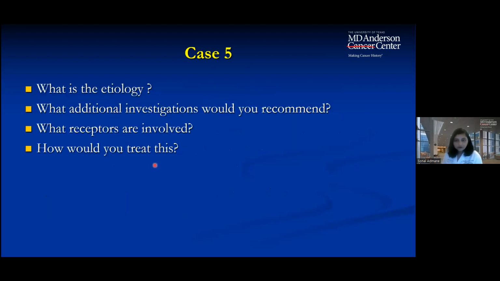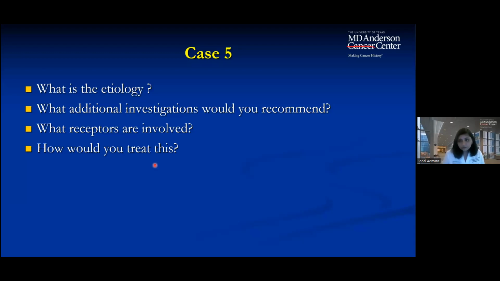So, what is the etiology? What other investigations would you consider? What receptors are involved, and how would you treat that? So, I think this is a patient that needs a very comprehensive evaluation, starting with imaging of her GI tract. It can be as simple as plain films to a CT scan with contrast to really delineate the type of obstruction she has, as well as the site of obstruction, whether it's a proximal or a distal obstruction, which may actually influence the management.